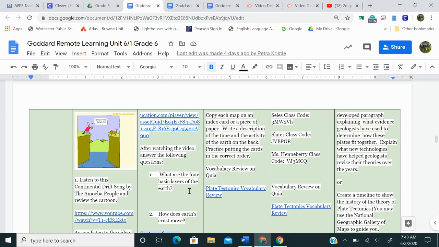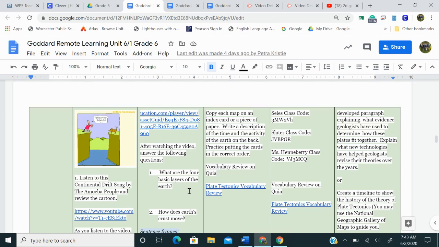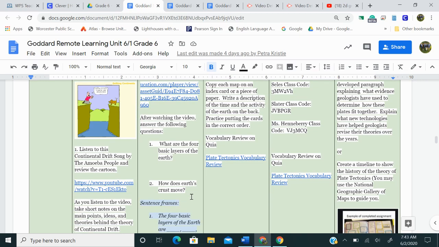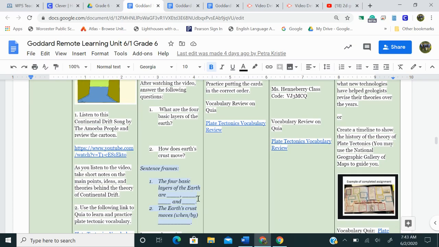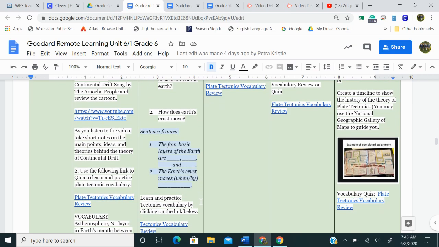1, what are the 4 basic layers of the Earth? 2, how does Earth's crust move? And here are some sentence frames for you. The 4 basic layers of the Earth are blank, blank, blank, and blank. 2, the Earth's crust moves either when or by blank.